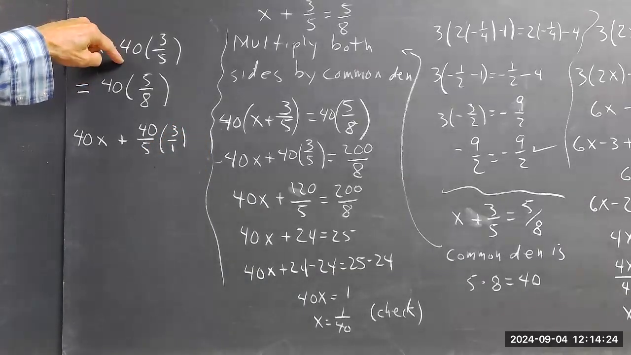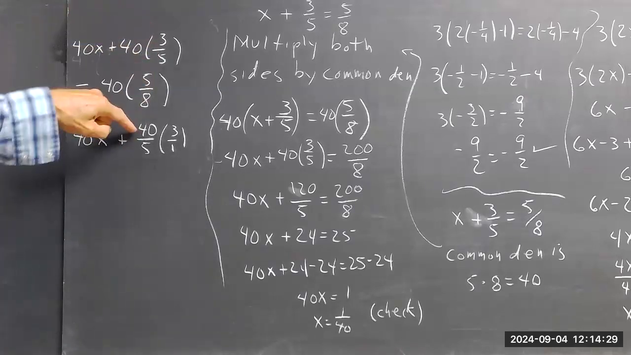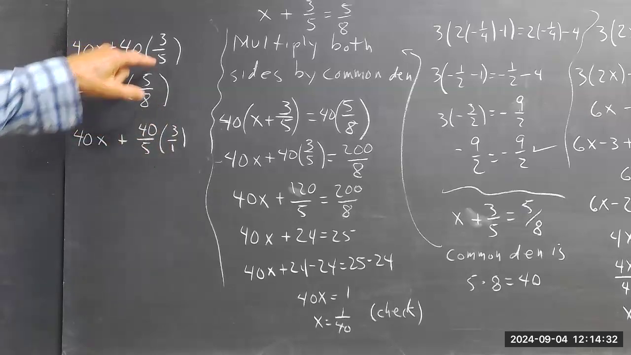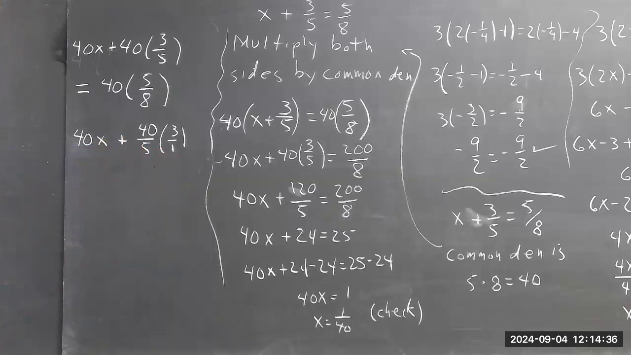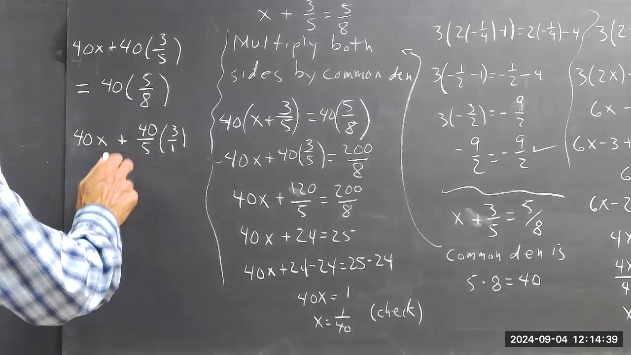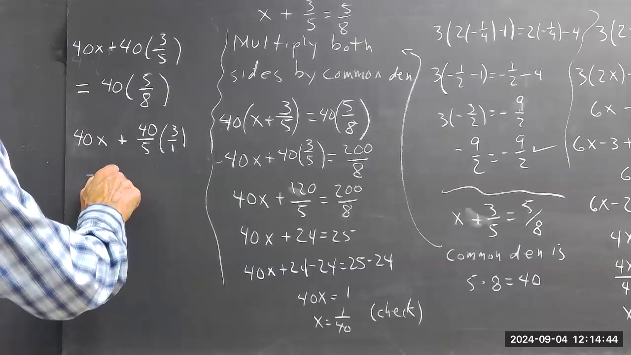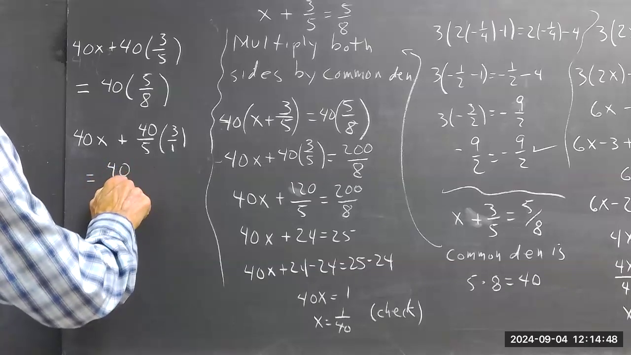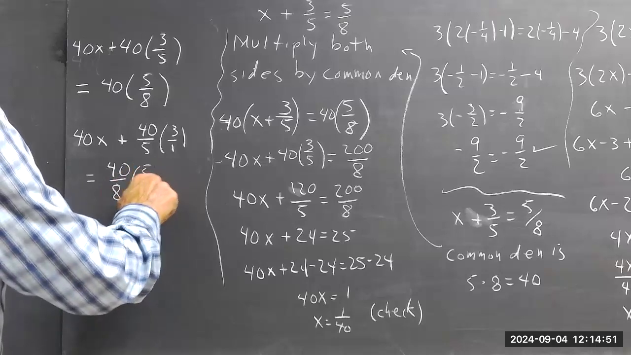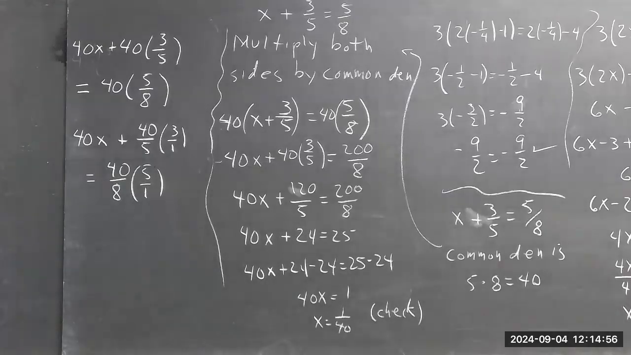40 can be written as 40 over 1, and you got 3/5. So you got 40 times 3 over 1 times 5, but I'm going to put the 5 here. We're not going to multiply those out. We're just going to divide the 5 into 40. I'm avoiding cancellation because it confuses people to get it wrong.